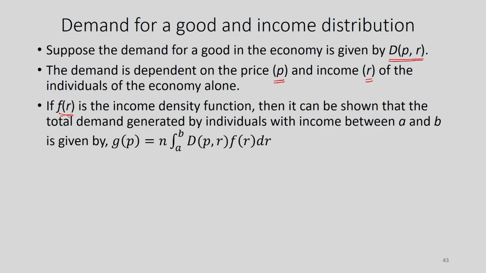Then it can be shown that the total demand generated by individuals with income between small a and small b is given by G, which is a function of small p, and it is equal to n multiplied by the integration of a to b of d(p, r) multiplied by f(r) dr. So, look at the general pattern here: f(r) is occurring, dr is occurring, but in front there is the demand function, which is a function of r.